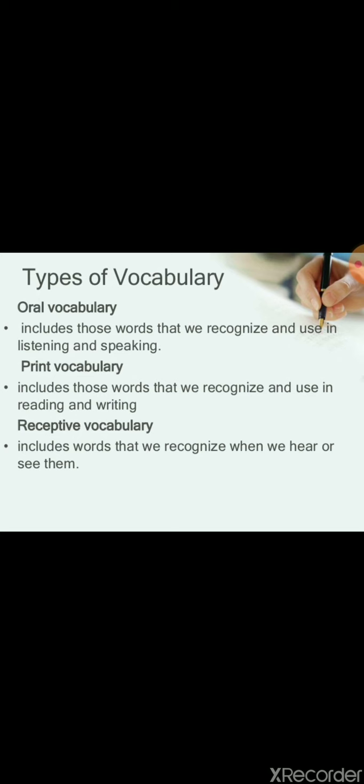Receptive vocabulary includes words that we recognize when we hear or see them. Okay? When we hear or see them. This is that sound. This is the froth of the coffee. So these are known as receptive vocabulary. Print vocabulary is totally known as formal language. Oral vocabulary is informal language, including all the slang which we are using, but we are not allowed to use slang language at all.